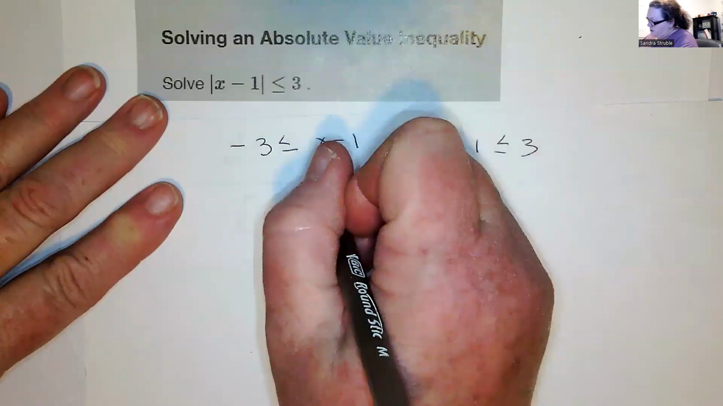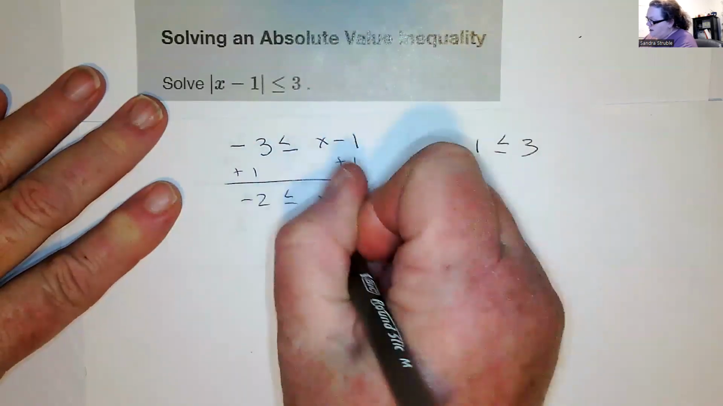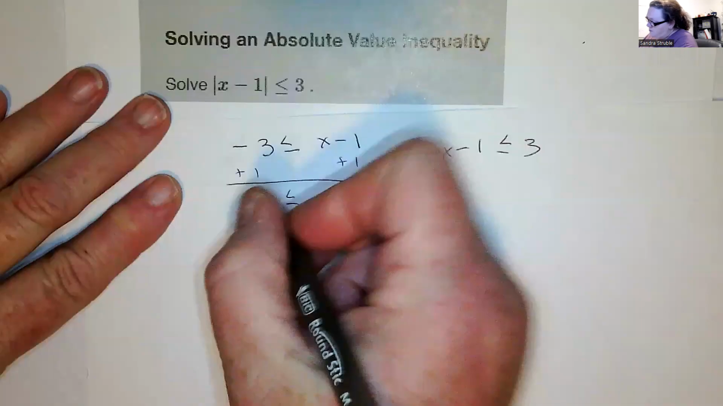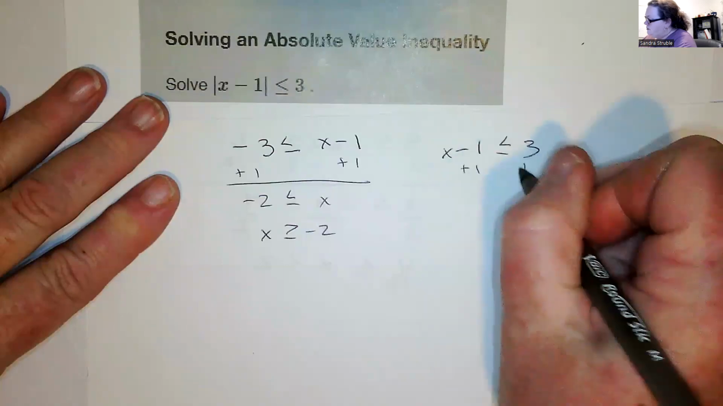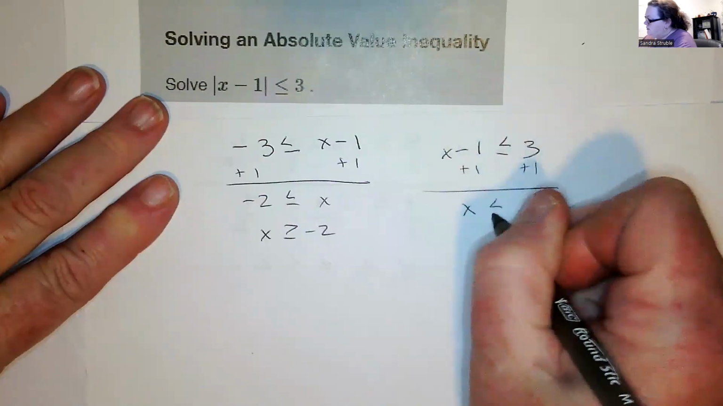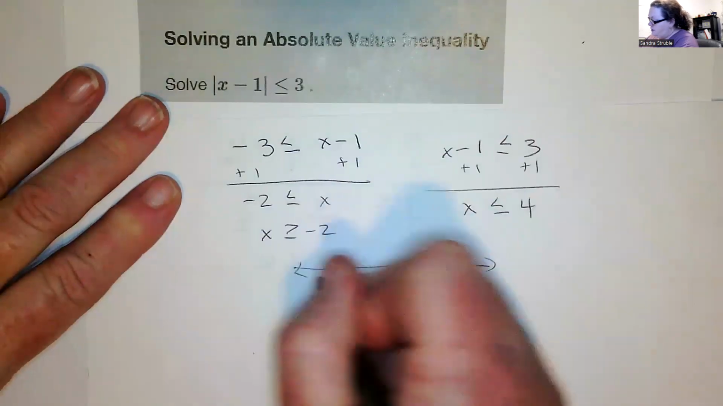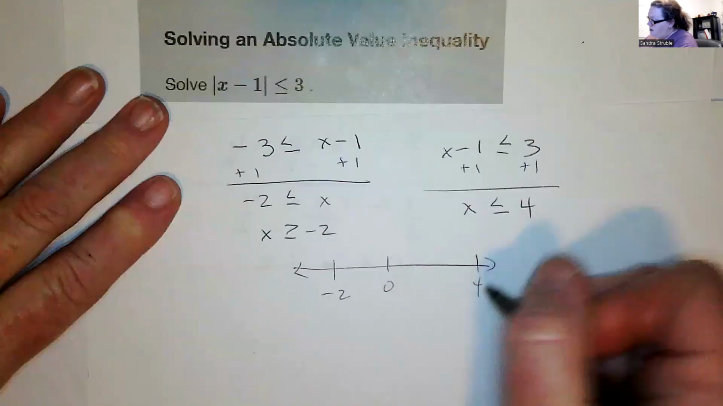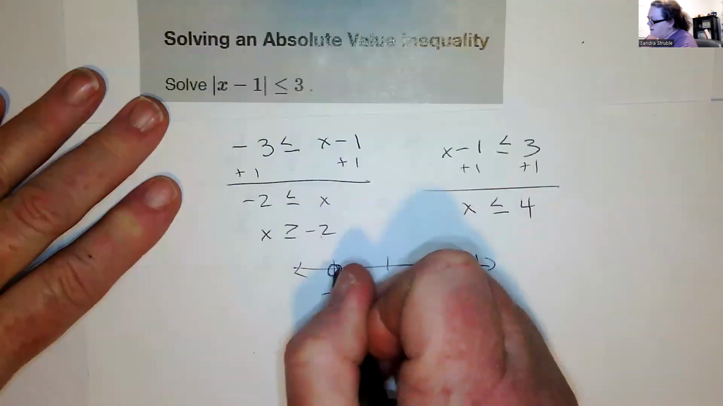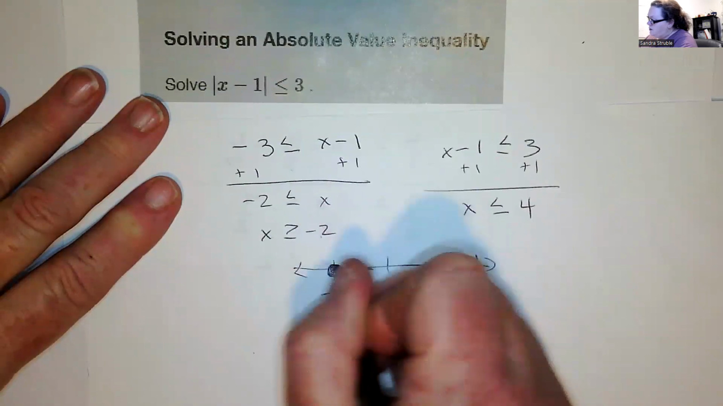Solving for x, adding 1 to both sides, we get negative 2 less than or equal to x. Just going to flip those around real quick. x is greater than or equal to negative 2. And then over here, adding 1 to both sides, x is less than or equal to 4. All right, what does that look like? Negative 2, 0, 4. Negative 2 is included, so it gets a dot, and x is greater than, so it's going off in this direction.